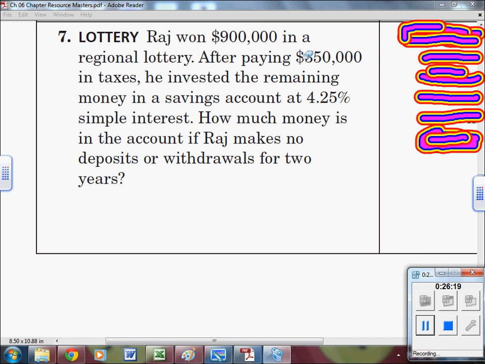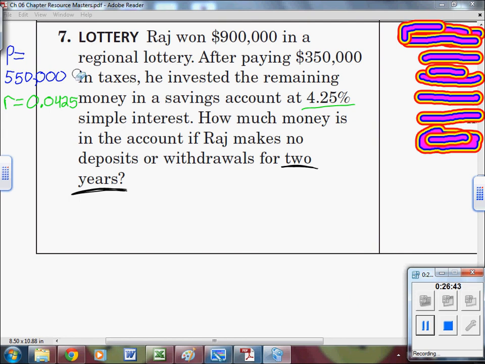So that means before you do anything, subtract the $350,000 out of the $900,000, because that's how much money he really had, because he had to pay the rest out in taxes, so he didn't get to keep it. So he had $550,000 remaining. That's going to be the principal amount that you're going to use to work this question through. So hit pause, and if you haven't done so already, give that question a shot.